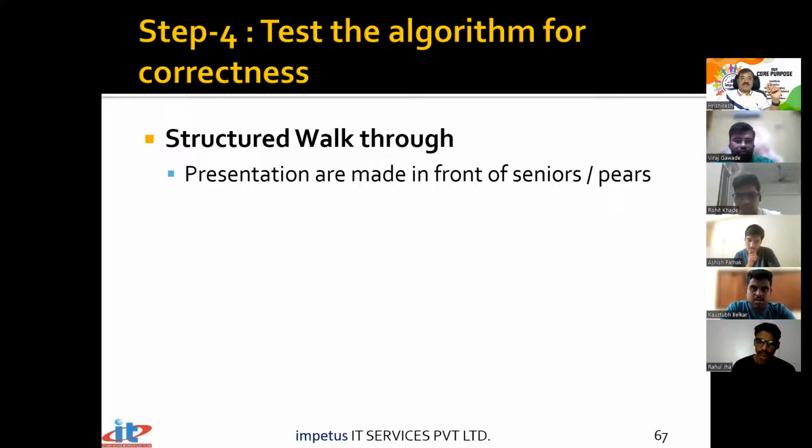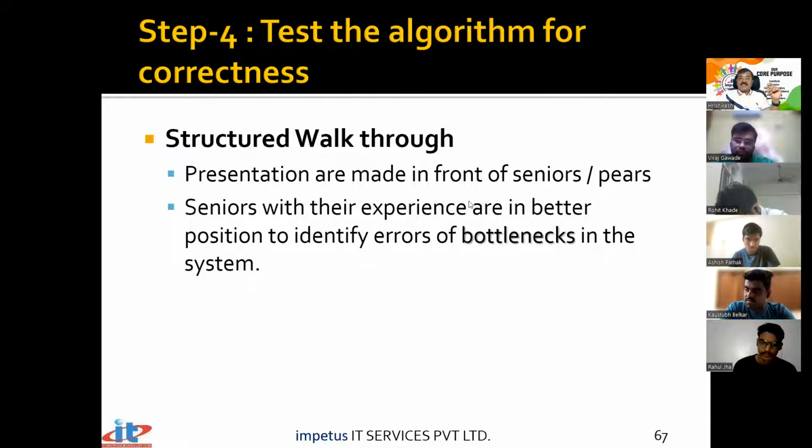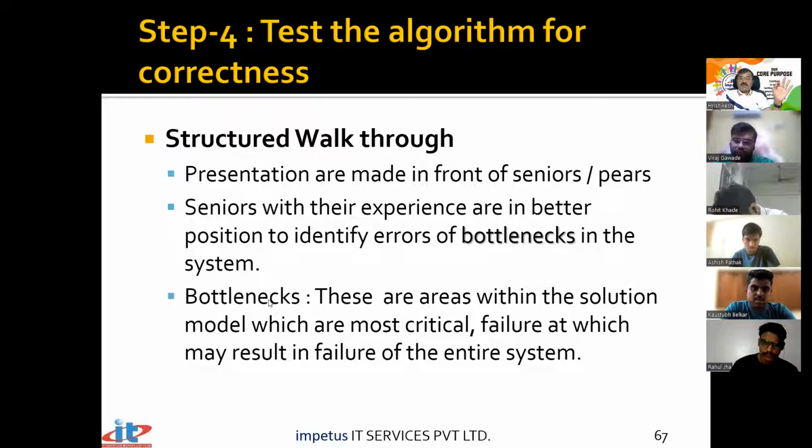And that was nothing but the structured walkthrough. Presentations are made in front of seniors or peers. Seniors, with their experience, are in a better position to identify bottlenecks in the system. And what is a bottleneck? It's an area within the solution model which is critical. Why is it critical? Because failure there may result in failure of the entire system. So a critical area of your program. And seniors, with their experience, can identify such critical areas.